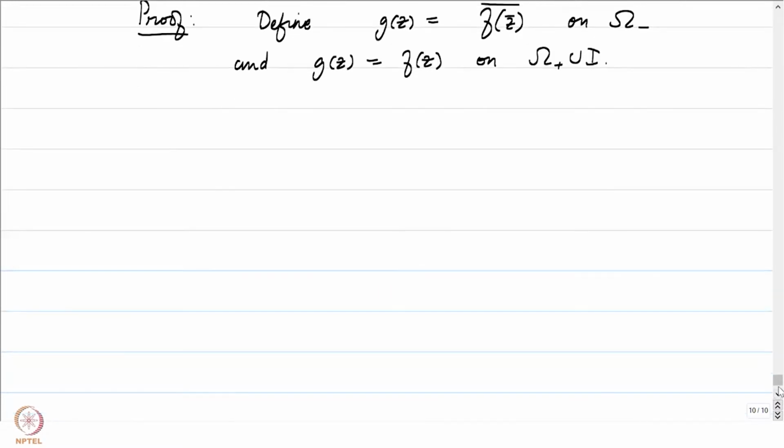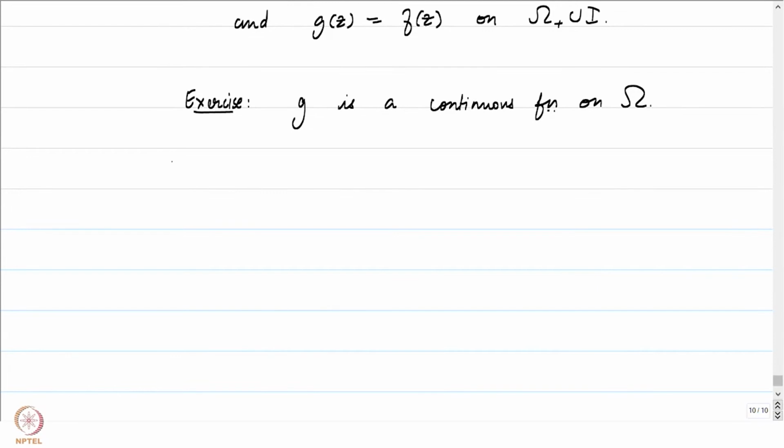The first observation here, and this is an exercise again for you by the pasting lemma if you want, is that g is a continuous function. The crucial fact that will be used to establish this exercise is that f of z bar the whole bar is equal to f of z on R. So g is a continuous function on omega, and it is enough to show that g is holomorphic.